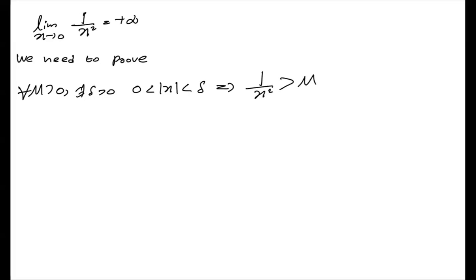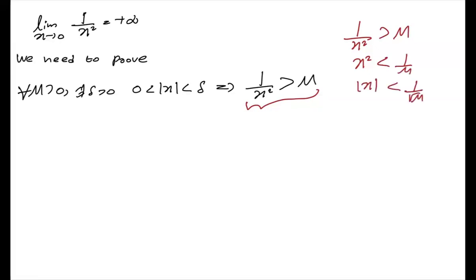So we can first focus on this one, my rough work. If I take my rough work, I can have 1 over x squared larger than m, and I can have x squared less than 1 over m. So I can have my absolute value of x less than 1 over square root of m.